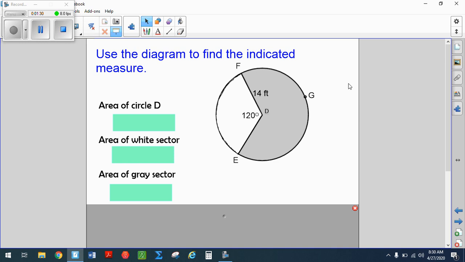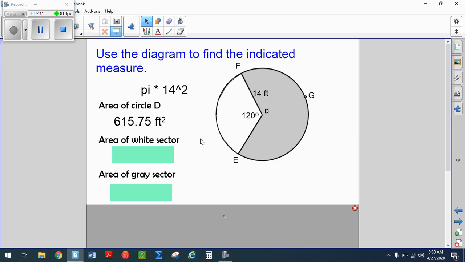We're going to use this for our first example. Use the diagram to find an indicated measure. Find the area of circle D. Area of circle D is pi r squared, that would be pi times 14 squared. 14 squared is 196, so 196 pi, as a decimal, is 615.75 square feet.